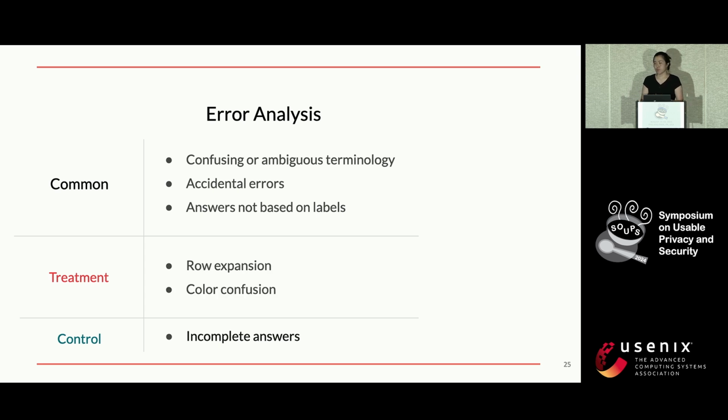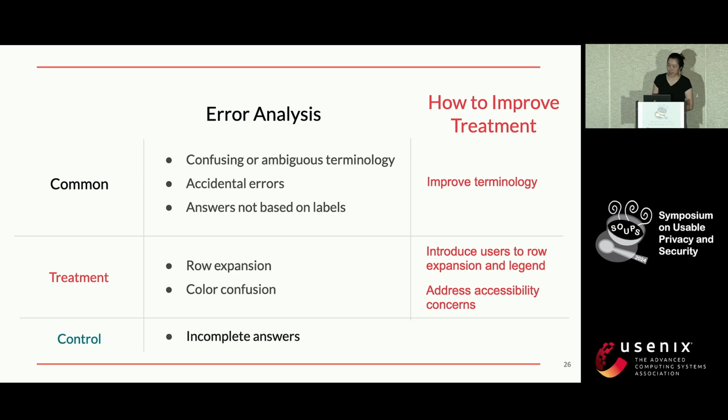For the treatment, row expansion, as with other expandable grid designs, remains an issue. Also, there's some color confusion, whether it's the color blue versus red, or the shades of the color. On how to improve the treatment, basically address all the issues that I talked about, and address accessibility concerns, since we are using contrasting colors and different shades of colors, and accessibility remains a concern. Further research could explore color plus either stripe patterns or dot patterns to augment the color alone.